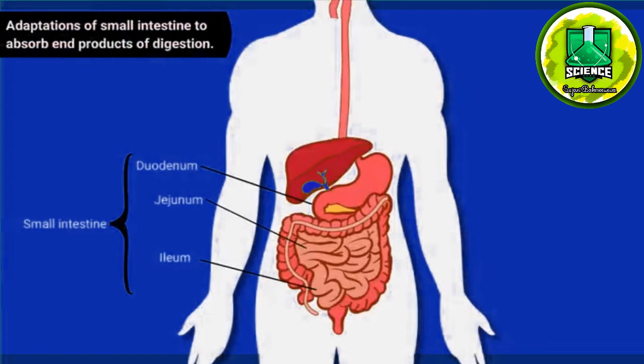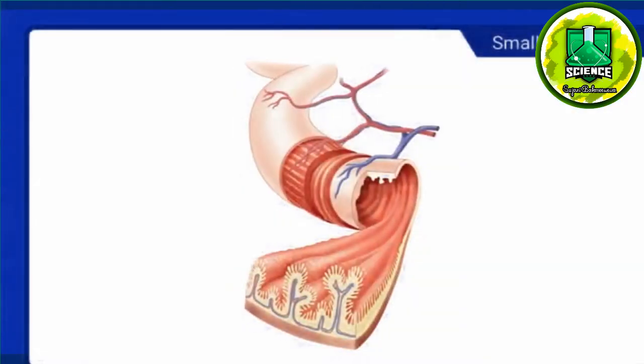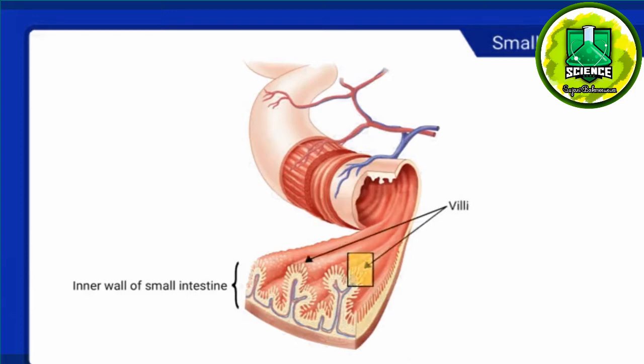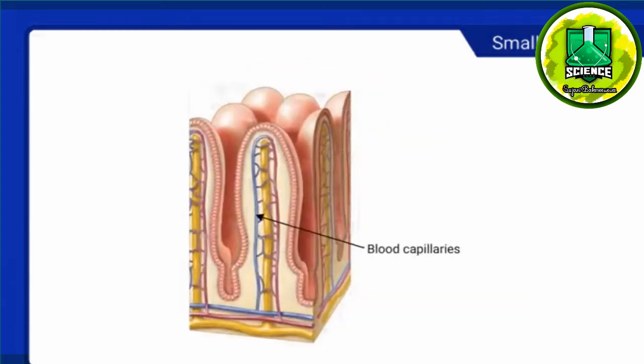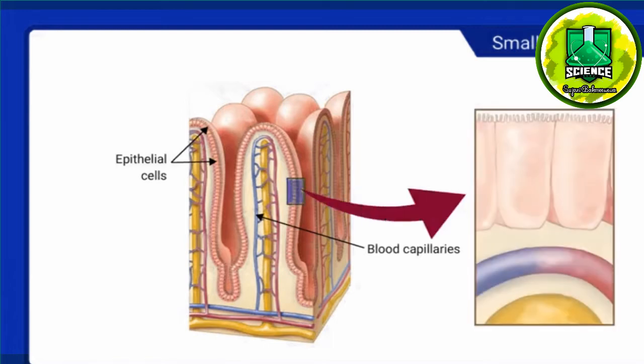The absorption of digested end products into the body takes place mainly in the small intestine. The small intestine is adapted to increase its efficiency of absorption in different ways. First, it is a long tube. There are circular folds in the inner walls, and finger-like projections called villi in the circular folds. There are microvilli in the epithelial cells of villi. This helps to increase the surface area for absorption.